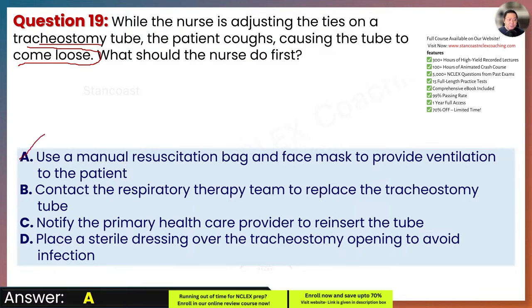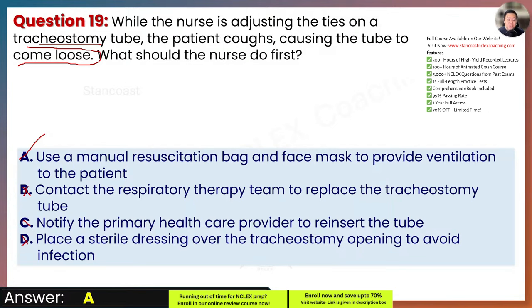And we have options B, C, and D that are incorrect. Let's take a look at letter B. Contact the respiratory therapy team to replace the tracheostomy tube. Yes, the respiratory team will eventually need to replace the trach tube, but calling them wastes valuable time because the patient isn't breathing properly right now, so you cannot afford to just wait for help.